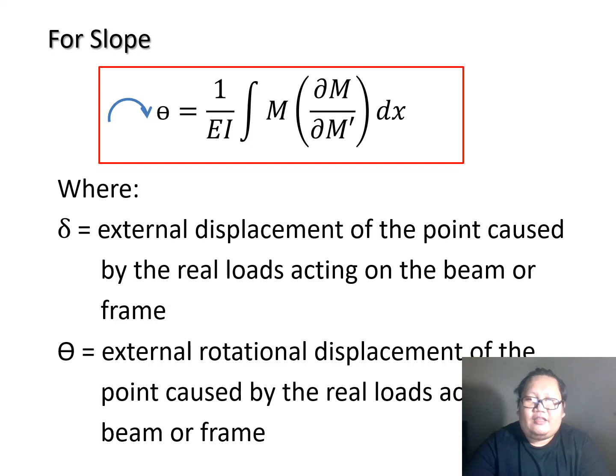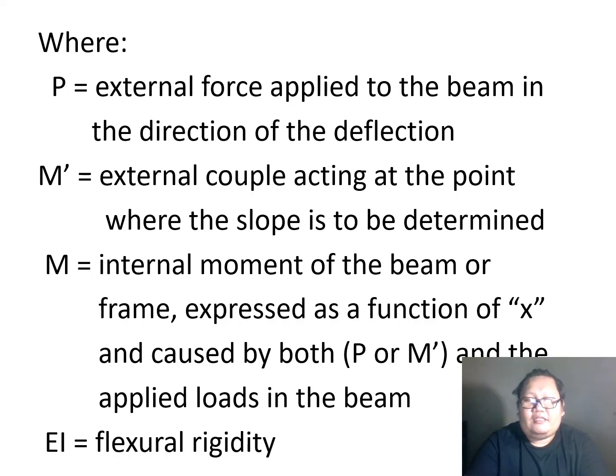So here are the element definitions. Small letter delta is the external displacement of the point caused by the real loads acting on the beam or the frame. And theta is the external rotational displacement of the point caused by the real loads acting on the beam or frame. P is the external force applied to the beam in the direction of the deflection. And M prime is the external couple acting at the point where the slope is to be determined.